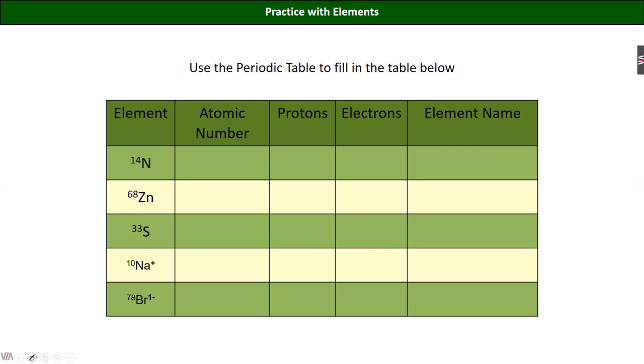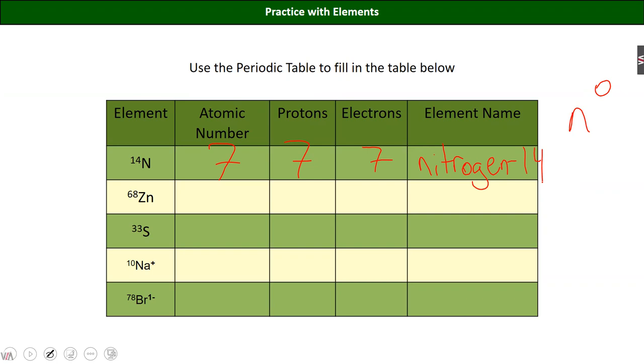So what's the atomic number for N? Seven. So how many protons does it have? Seven. If there's no charge given, you can assume it's neutral. So therefore, seven electrons. We'll add a column here for neutrons at the end. And what's the element name? Nitrogen. And if we're specifying an isotope, usually you would throw the isotope number on the end. So nitrogen 14. Be as specific as possible. The element name is just nitrogen. The isotope name is nitrogen 14.